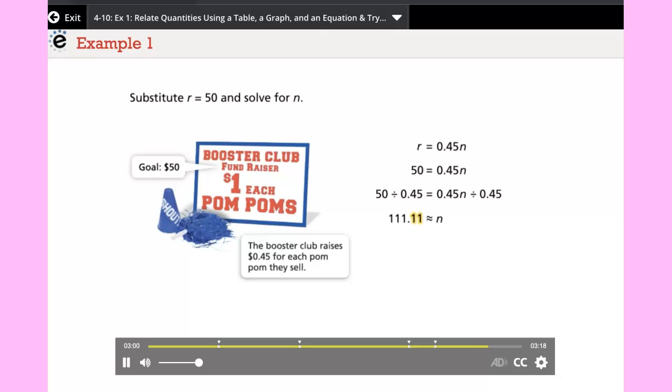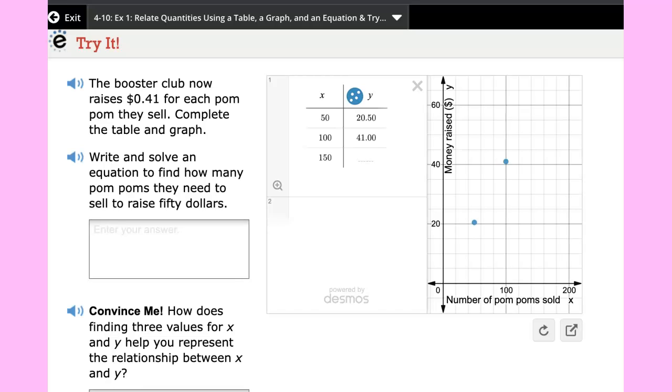However, the Booster Club cannot sell a fraction of a pom-pom. So, the Booster Club must sell at least 112 pom-poms to raise $50. Now you know how to relate quantities using a table, a graph, and an equation. Alright, so now you could work on this scenario. Let's see if we could apply what we learned.